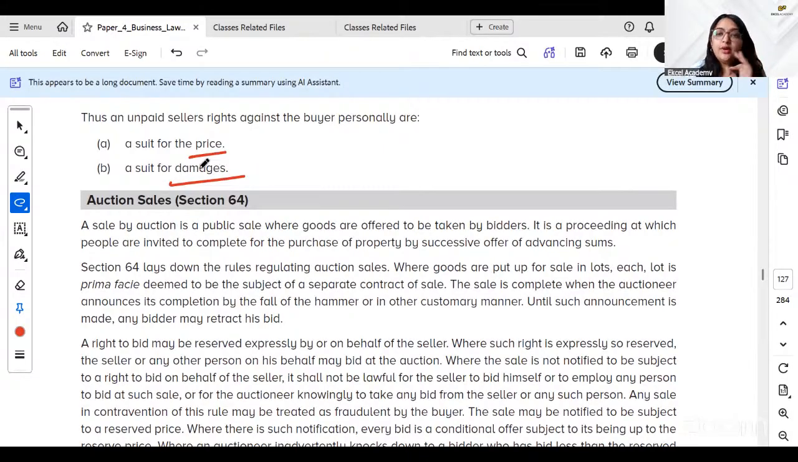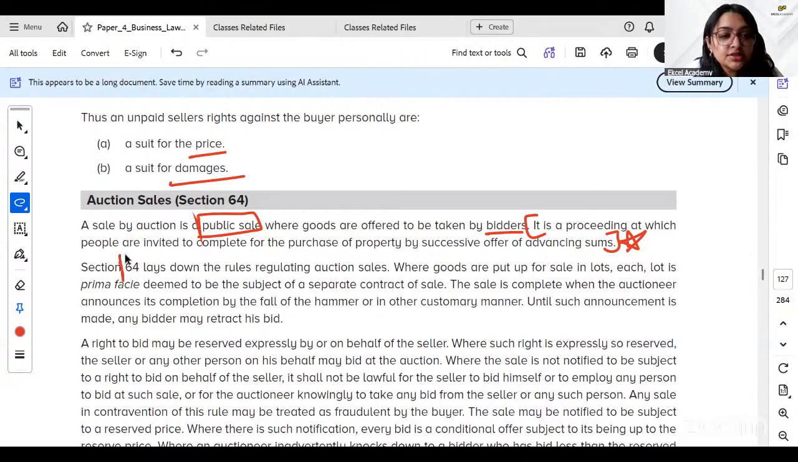All right, then you have the concept of your auction sales. All right, wherein it is a public sale where goods are offered to be taken by your bidders. Okay, so it is a proceeding at which people are invited to compete for the purchase of a property by successively offering advancing sums. What does advancing sum mean? Increasing sum. Okay, if one person has bid a certain amount, the next bidder will quote an amount higher than the first bid.